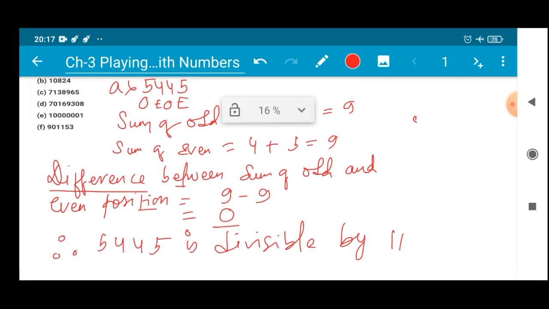This is the simple way of doing it. Finding the difference between the sum of the odd and even positions, if we get 0 or a multiple of 11, then the number is divisible by 11. So in the first case, yes, it is divisible by 11. Let's do question part B now.